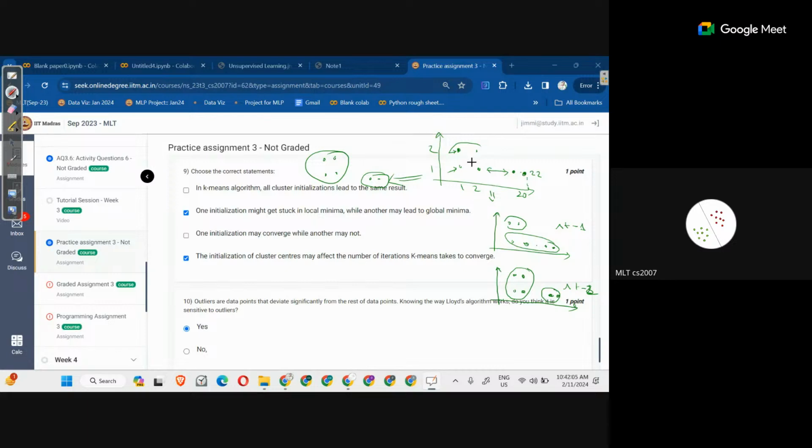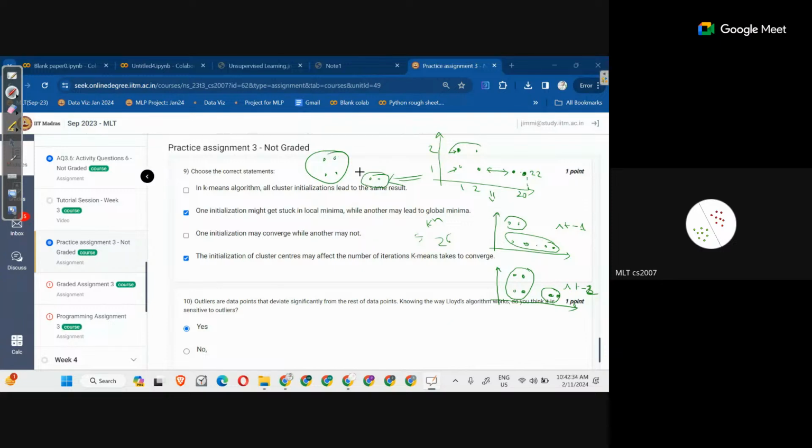You have 6 points. So how many maximum number of iterations are possible? It is like k to the power n. The k value is 2, so 2 to the power 6.